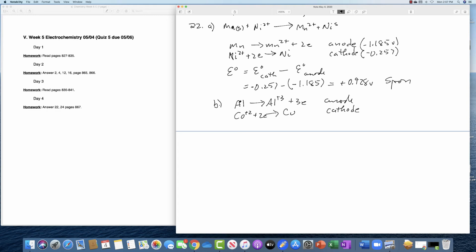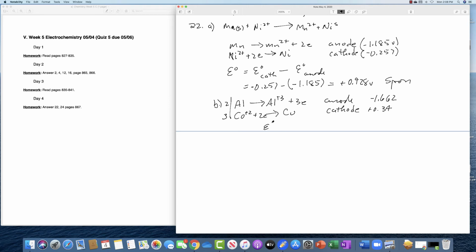Now, the fact that you have to multiply one of these by 2 and one of these by 3 has no impact on this calculation. In other words, you do not multiply the top number by 2 and this bottom number by 3. You basically ignore that with this calculation. Now, for aluminum, it's minus 1.662. And for copper, it's positive 0.34.